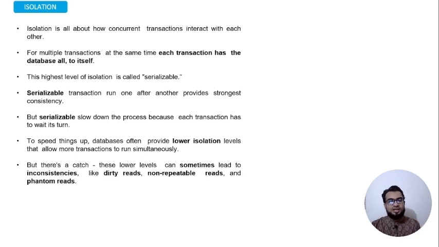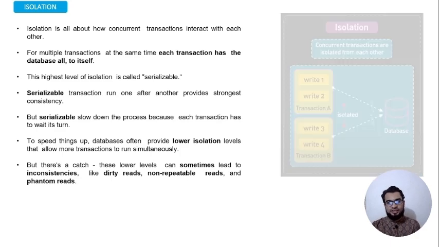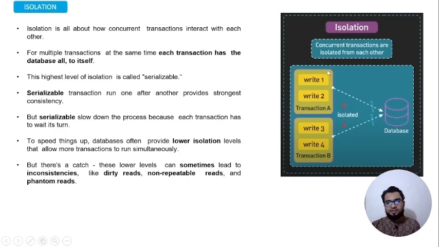Isolation. Isolation is all about how concurrent transactions interact with each other. For multiple transactions at the same time, each transaction has the database all to itself. Let's see the image. There are multiple transactions, transaction A and B, and each holds the database to itself. This highest level of isolation is called serializable.